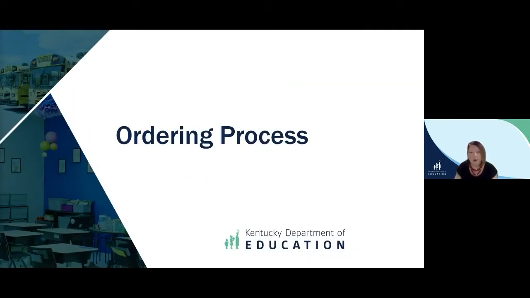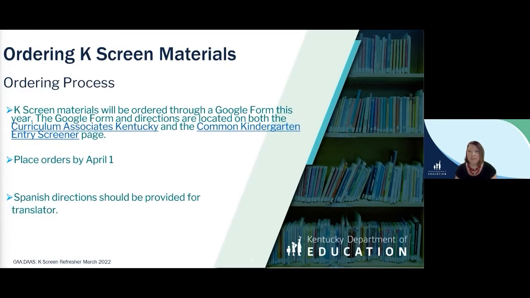Let's look at the ordering process. The Office of Assessment and Accountability, in conjunction with Curriculum Associates, have designed and implemented a Google form for the 2022-2023 K-Screen order process. District Brigance contacts or district assessment coordinators will submit orders to Curriculum Associates through KDE with the use of a Google form. This new order form will be found on both the Curriculum Associates Kentucky and the Common Kindergarten Entry Screener web pages.